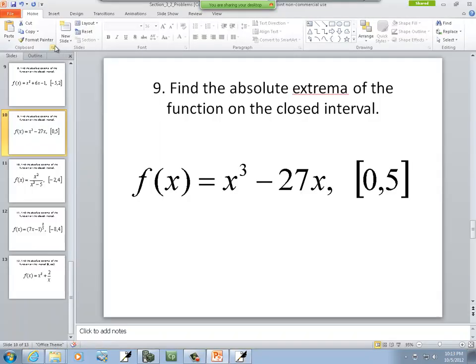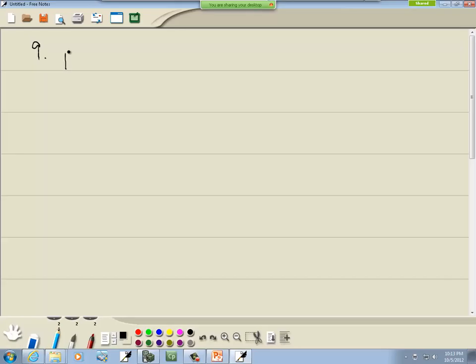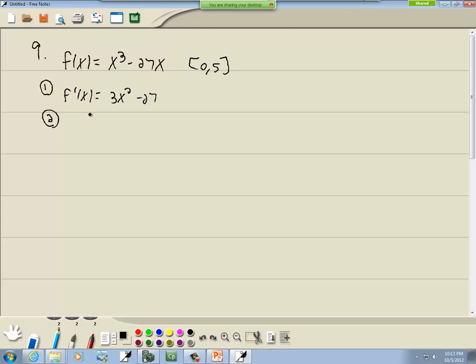Number 9. Same instructions, find the absolute extrema. So we've got f of x is equal to x to the third minus 27x and between 0 and 5. Well, remember, we need to find our derivative, which would be 3x squared minus 27. Second step, set that equal to 0 and solve. That'll give us our critical values.